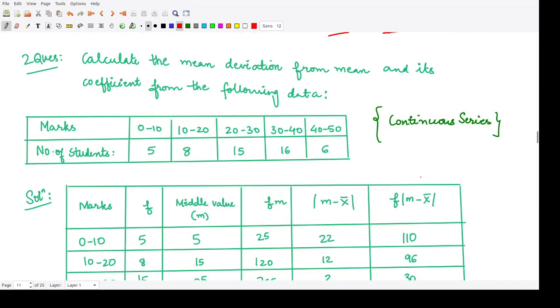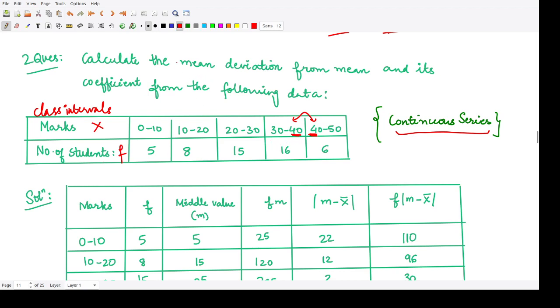So next we discuss it for the continuous series. For the continuous series, we have given the class intervals. So the class intervals are given to be 0 to 10, 10 to 20, 20 to 30, 30 to 40, 40 to 50. Now this is also an exclusive class interval. Because the values here are continuous, and here this is x and this is f, the number of students. So this is the given data.